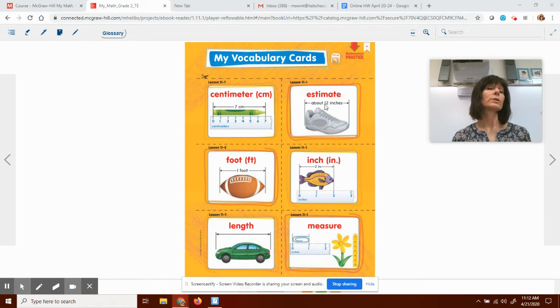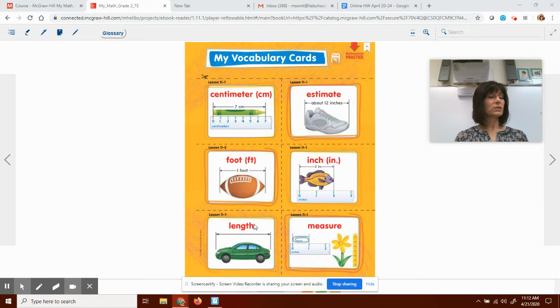We're going to talk about the word estimate. When we estimate something, it's an about. It's like, I think it's about 5 inches, or that is about 4 feet. So we're going to learn how to do that. A foot is simply 12 inches. When you are talking about a foot, you're talking about a ruler. So this would be a foot.